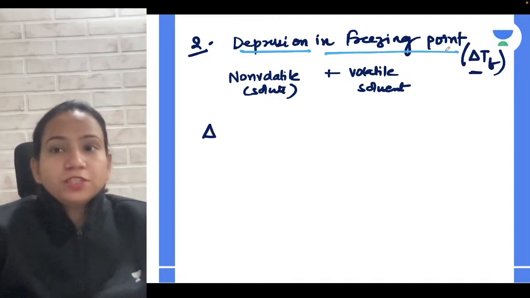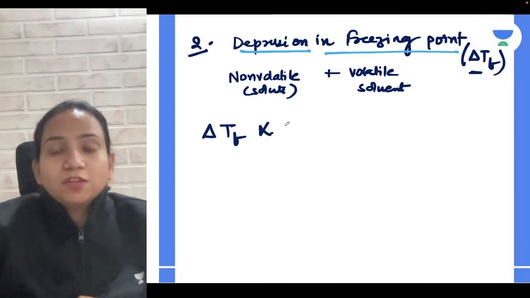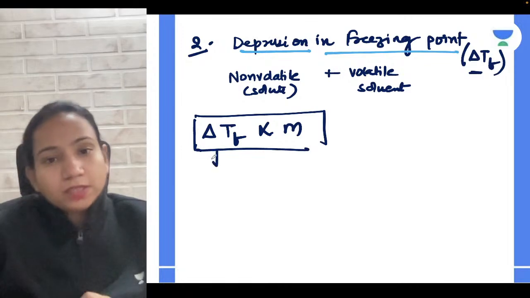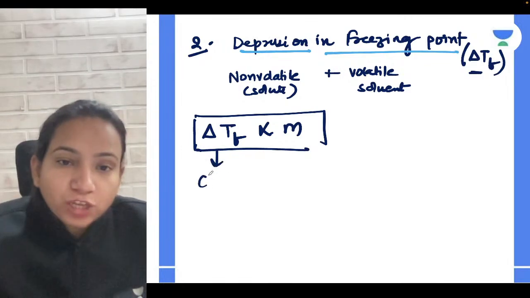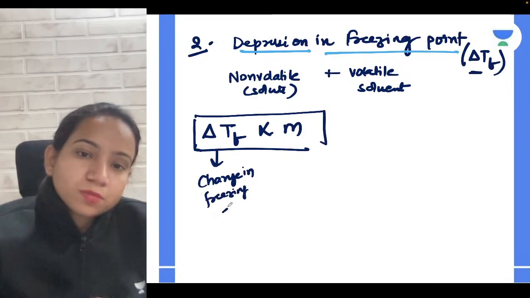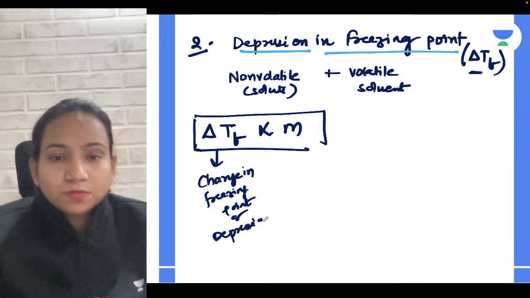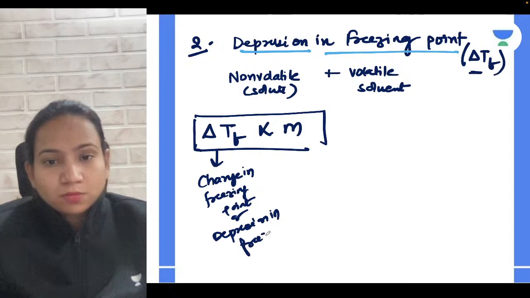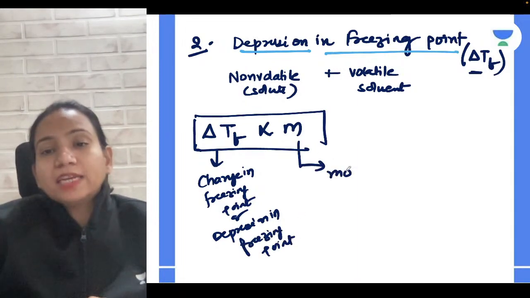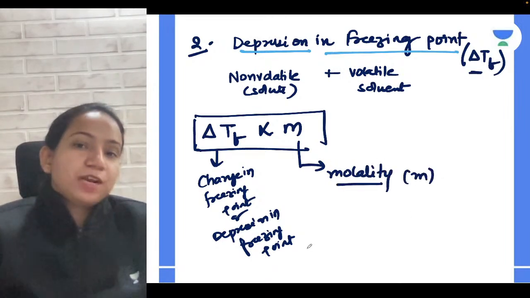The depression in freezing point we denote as delta TF, and what we found is that delta TF is directly proportional to molality. What is delta TF? Delta TF is nothing but the change in freezing point, or how much depression in freezing point you will get. And here m is nothing but, guys, molality. Remember, it is molality, the small m value that we find.